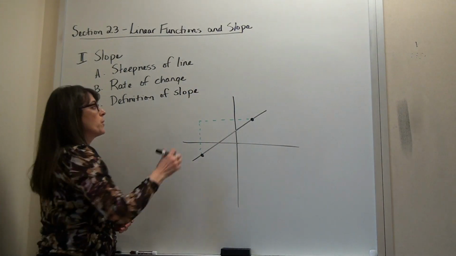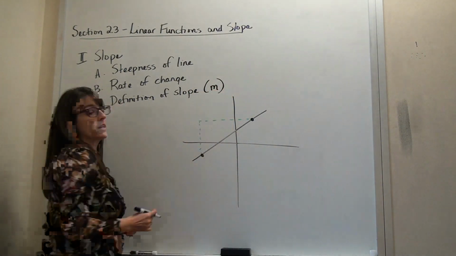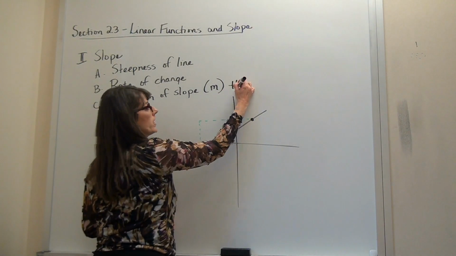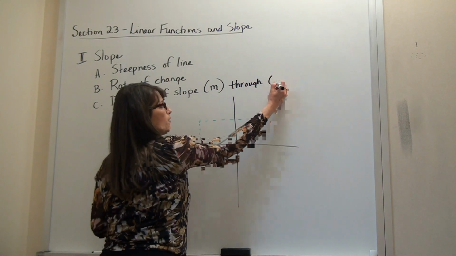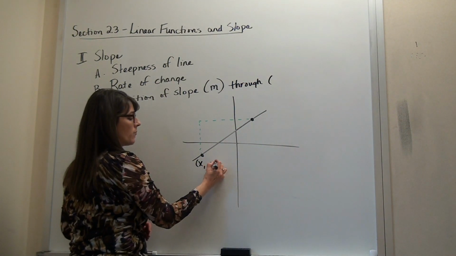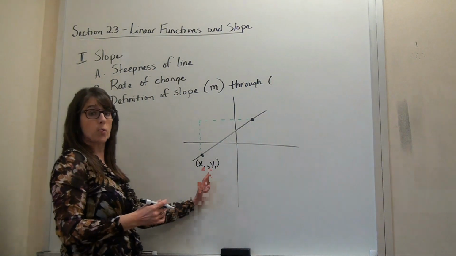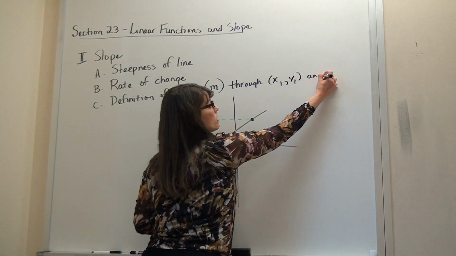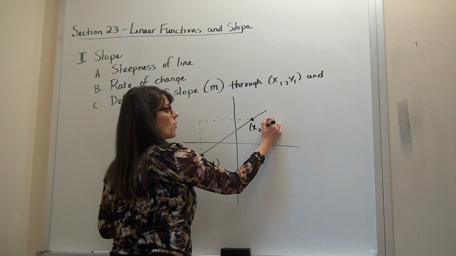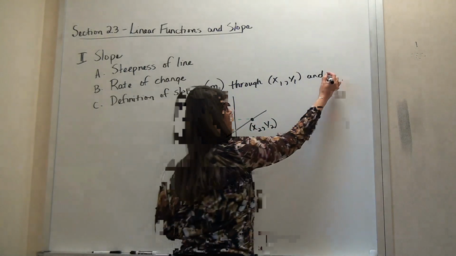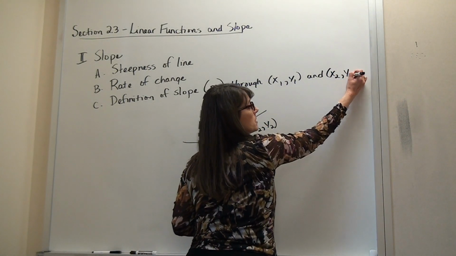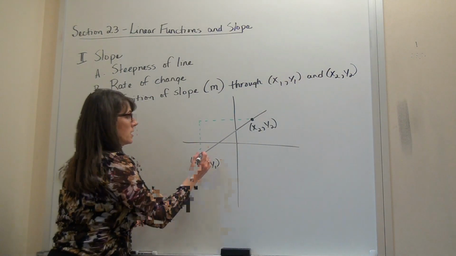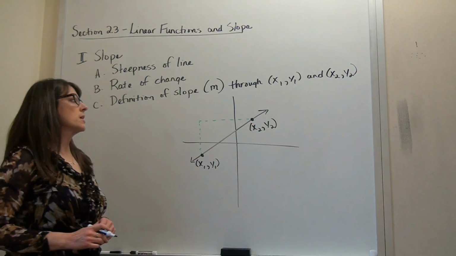Now, when we talk about slope, we always use a lowercase letter m to represent slope. And let's say that I want to figure out the slope for going through these 2 points, and we'll call this one x1, y1, because this is the x coordinate and the y coordinate for the first point. And going through, let's call this one x2, y2, because this is the x and the y for the second point. It doesn't mean square it. It means the x and the y coordinates for the second point. So I've got a line that's going through these 2 points, and I need to put arrows on here.